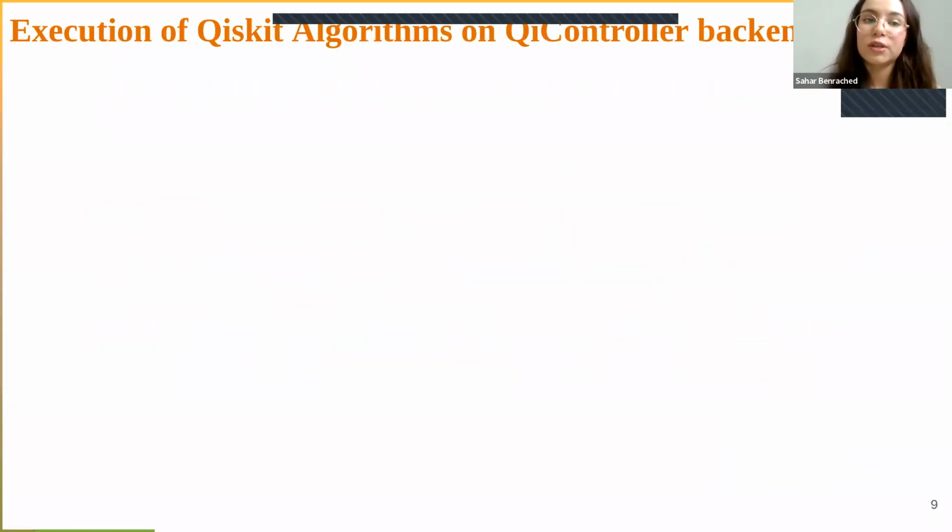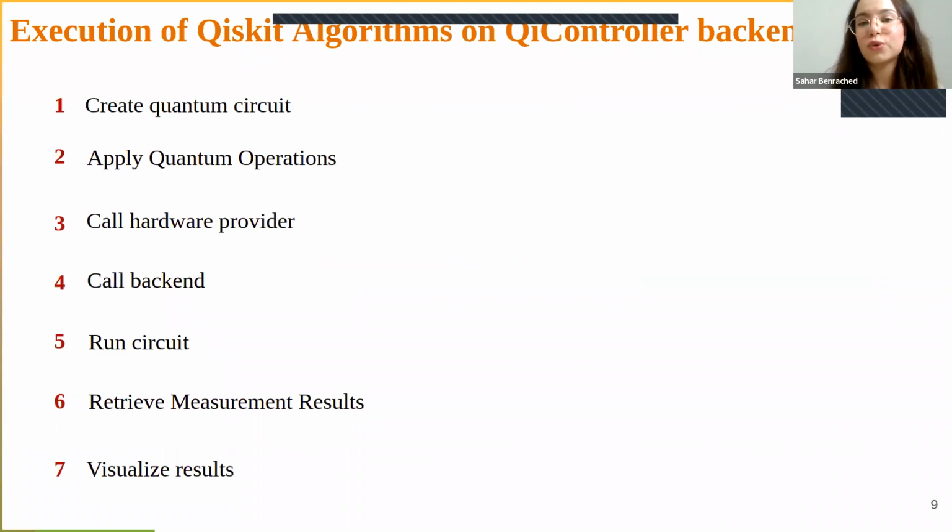Now for the implementation. Usually, if a user would program or design a circuit using Qiskit, they would follow a set of instructions, which starts by creating the quantum circuit, applying the quantum operations, which we will be calling quantum gates, and then calling the hardware provider, specifying the backend, running the circuit, retrieving measurement results, and then visualizing results using visualization tools or features integrated within Qiskit.